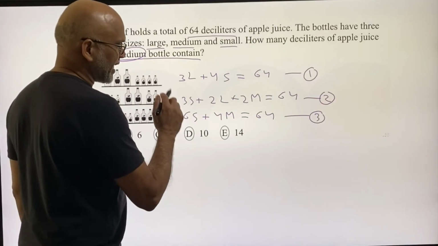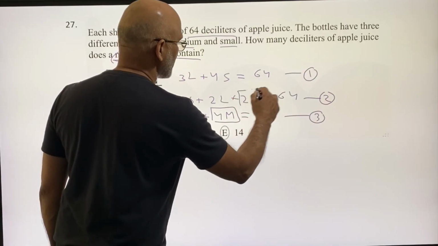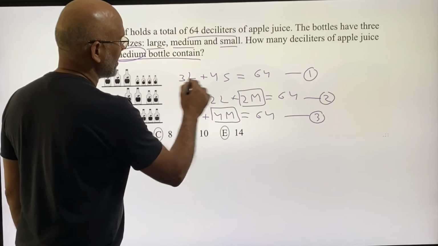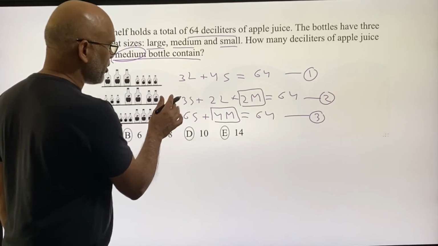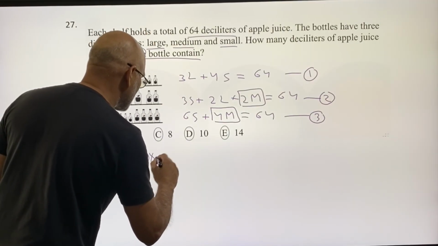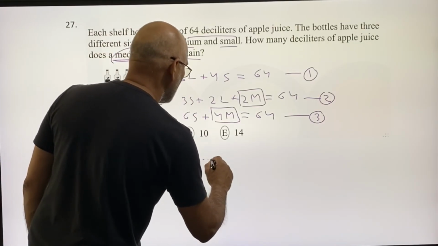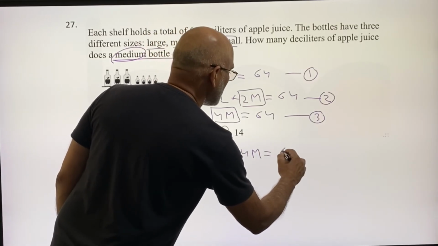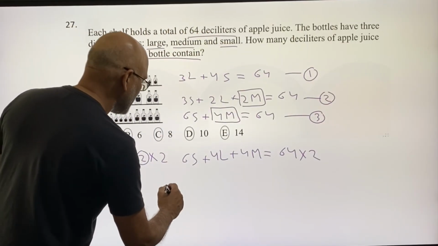So if we see carefully, if I can somehow eliminate medium from these two equations, right, I'll be left with small and large, and then I have this equation that has only small and large. Okay, so let me multiply this equation by 2. So this is equation 2 times 2. This will lead to me 6S plus 4L plus 4M equal to 64 times 2. And then I'll write down equation 3.